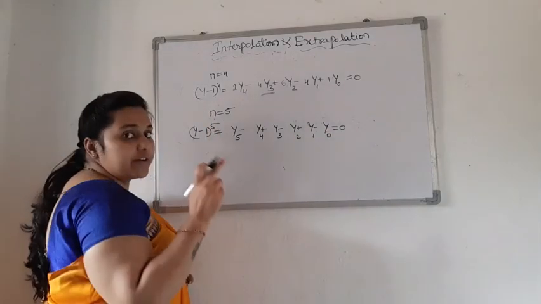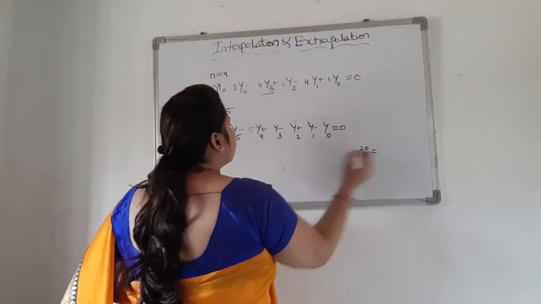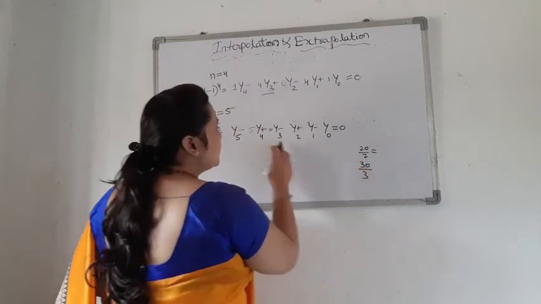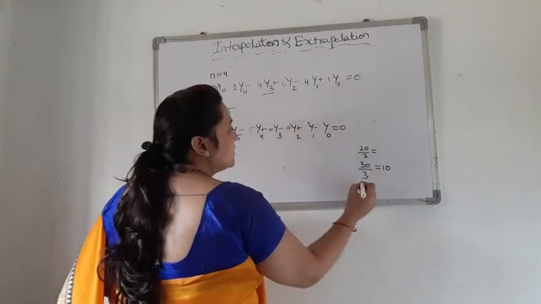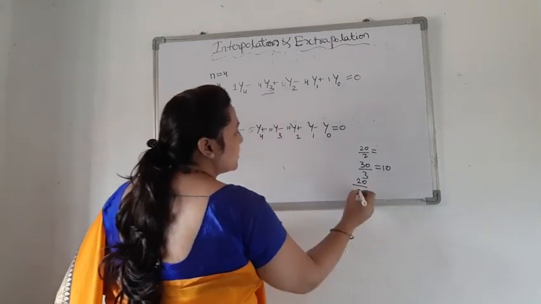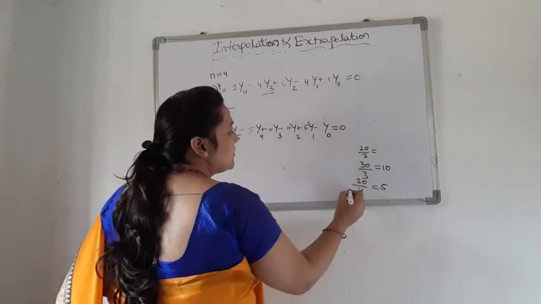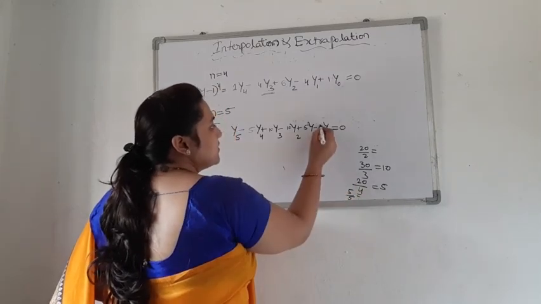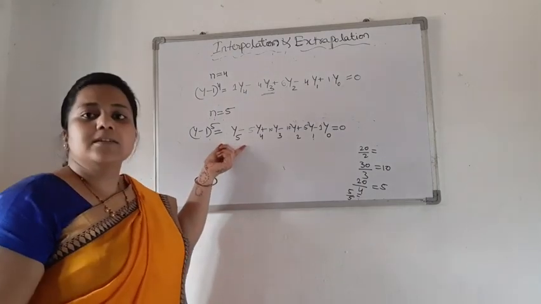5 1s are 5. 5 divided by 1 is 5. 5 4s are 20. 20 divided by 2 is 10. 10 3s are 30. 30 divided by the third sequential order, 3, is 10. 10 2s are 20. 20 divided by the fourth sequential order, 1, 2, 3, 4, is 5. This 5 is assigned here. 5 1s are 5. 5 divided by the fifth order, 5 divided by 5, is 1. In this way we are going to expand this binomial term.